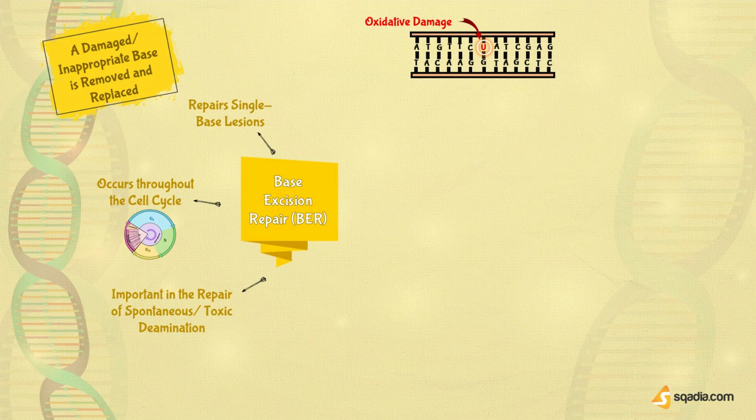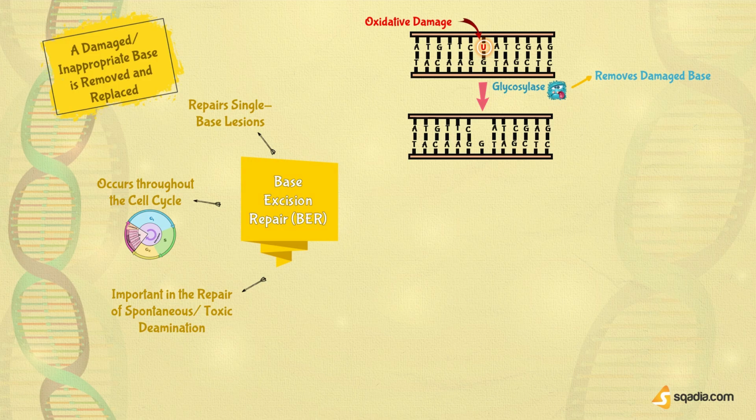Anyways, the damaged base is removed by the enzyme glycosylase. That is an enzyme that cleaves the glycosidic bond between the base and the deoxyribose. A specific DNA glycosylase is responsible for identifying and removing a specific kind of base damage. The removed base leaves an abasic or AP site.